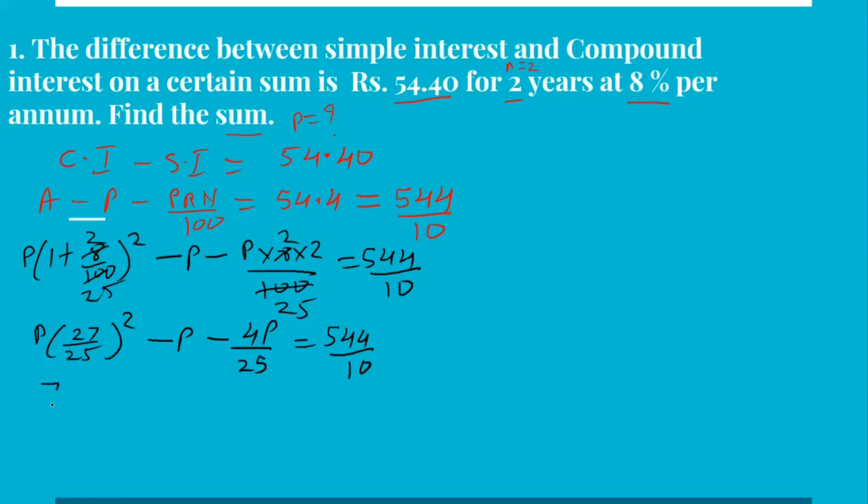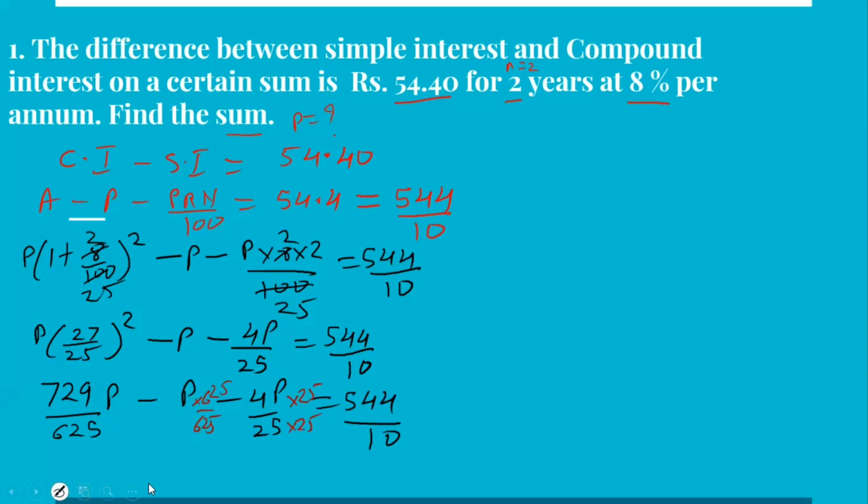Now 27 square is 729, and 25 square is 625. So P times 729 upon 625 minus 4P upon 25 is equal to 544 upon 10. Now let us take the LCM, which is 625. So you will have to multiply the second term by 25 as well, since 25 into 25 is 625. So we get the denominator as 625.